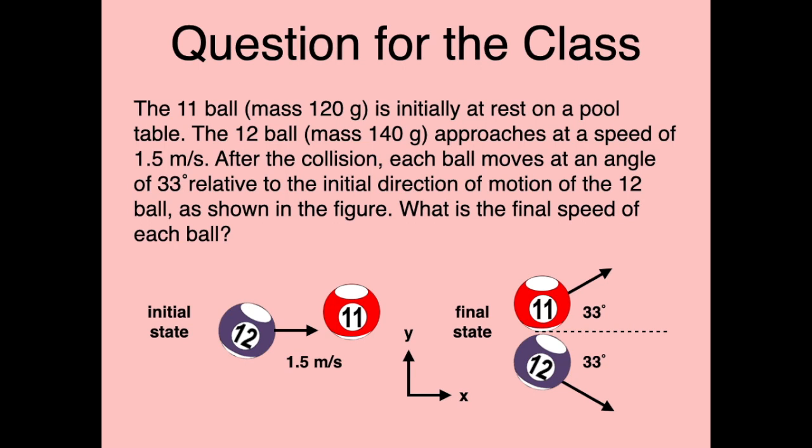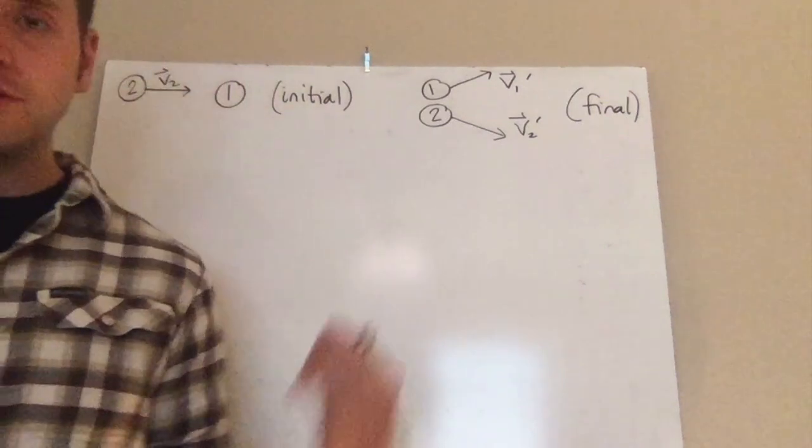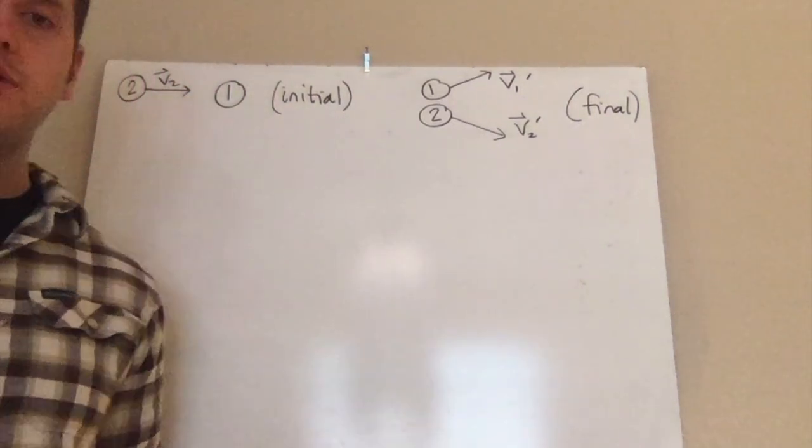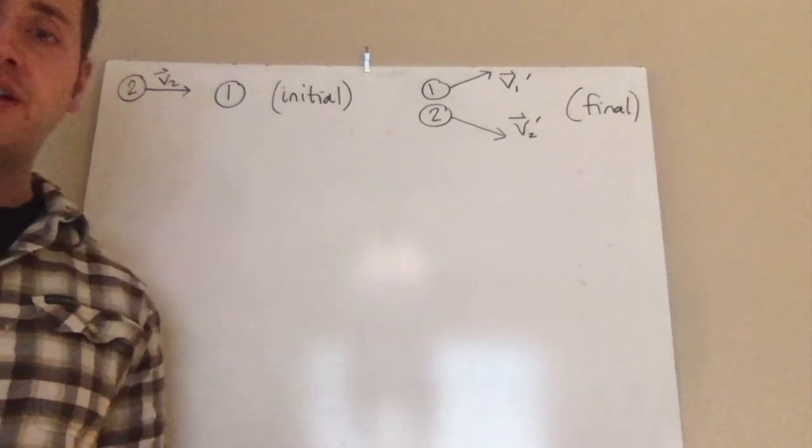So what is the final speed of each ball? So how fast is each one moving after this collision? That's what we'll figure out now. All right, so in this last example, we're dealing with a two-body collision. So there are two objects, the 11 ball and the 12 ball.